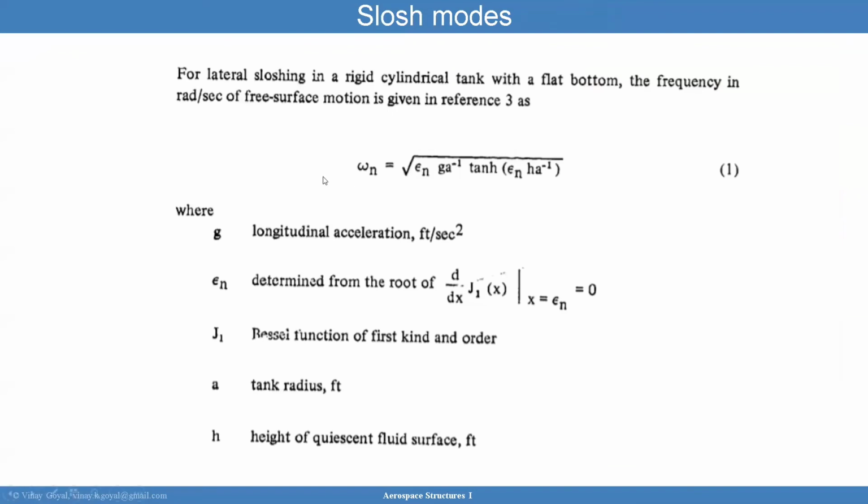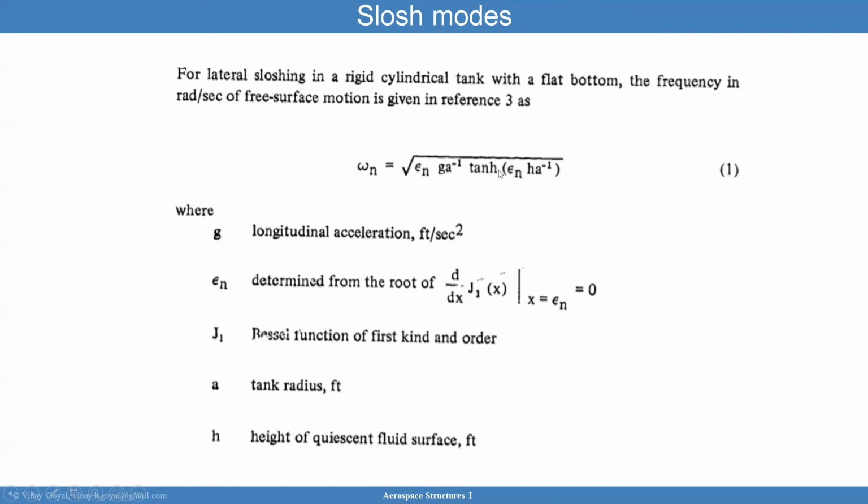Here is a slosh mode equation. So for lateral slosh in a rigid cylindrical tank with a flat bottom, the frequency in radians per second of the free surface motion is given by this equation, and that came from NASA SP 8009. And g is the longitudinal acceleration. a is the tank radius. Don't confuse this terminology with what I used in the previous section. And epsilon n is determined from the root of the Bessel function of the first kind. I'll show you that these values are provided. Given that information, you can find omega n.